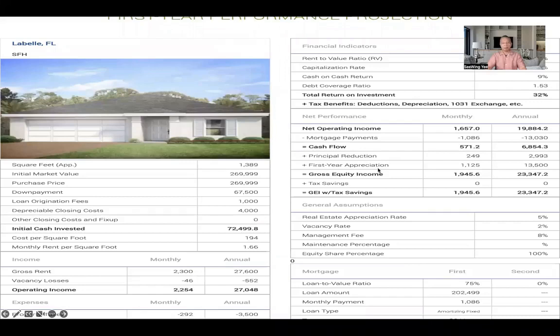So again, this is just a generic example. Ignore the specific location. It'll come to you in a deep dive in the future. This is a typical new construction home around $269,000. Just an example. Again, you put 25% down, which is your down payment right here.